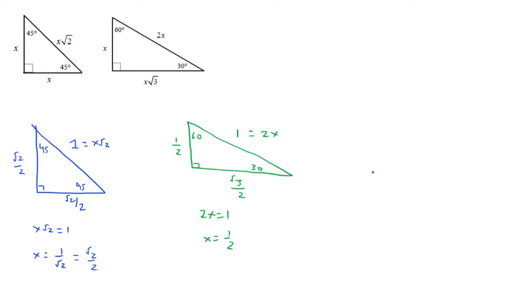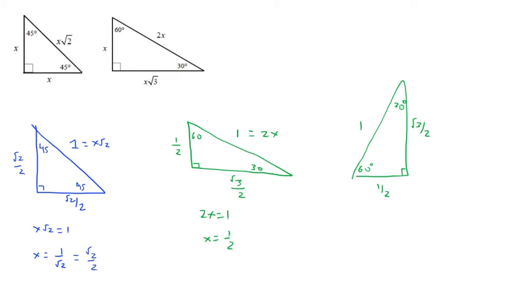Now, I do want to point out one thing here, right? It really doesn't matter how this triangle is oriented. We can put the 30-degree side here. We can put the 60-degree side here. Either way, this is going to be 1, this is going to be 1/2, and this is going to be rad 3 over 2. Okay? So why is this important?